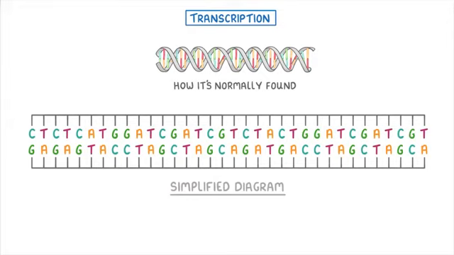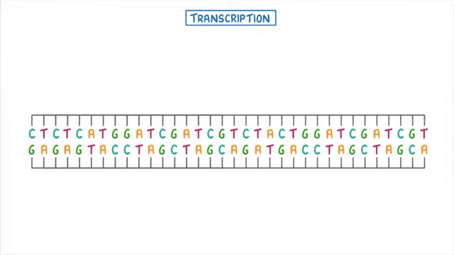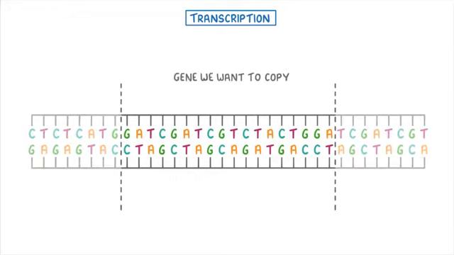To be clear though, this is the same piece of DNA as above. We're just showing the two strands side by side, rather than wrapped around each other. And we're showing the bases as their letters. So A for adenine, T for thymine, and so on. For the sake of our example, let's say that this region here, between these two lines, is the gene that we want to copy. Even though in real life, genes are normally much bigger than this.